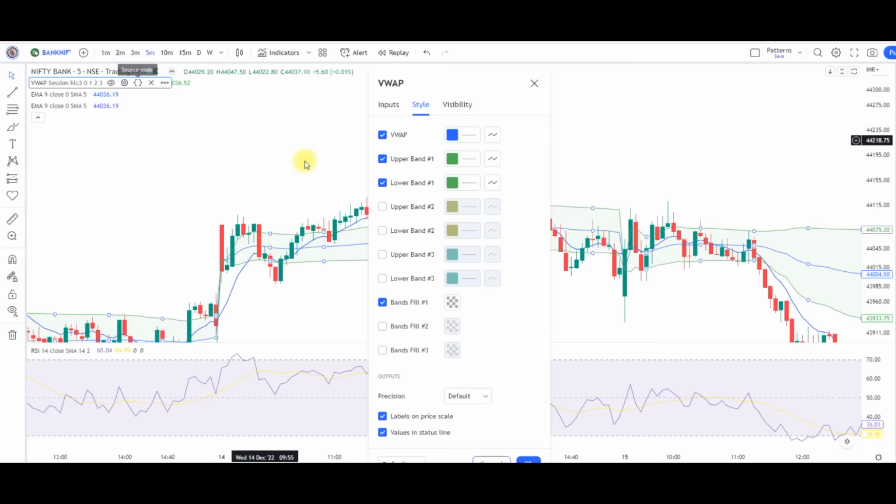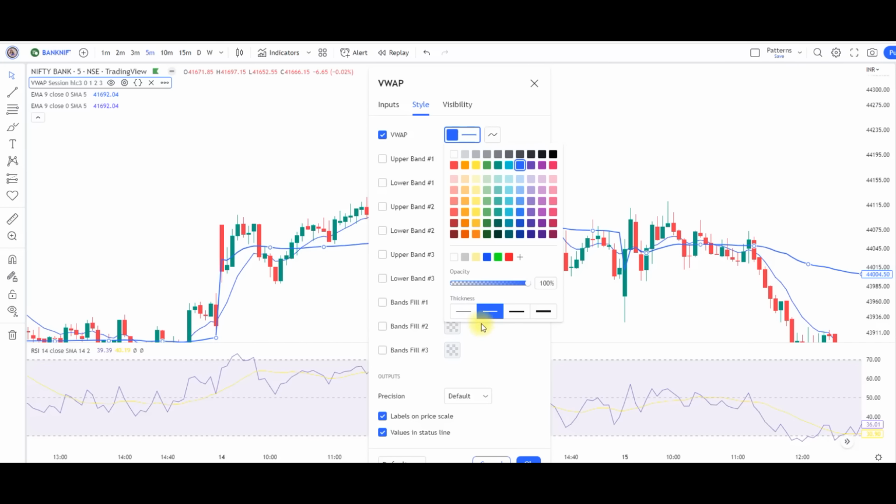First we will go to the VWAP, and we want only the VWAP, so I will uncheck all the other upper band, lower band, this and all we don't want, so I will uncheck all those. And VWAP I will make a little thick. Here we can see the thickness, we can change according to our wish. So I have made it a little thick. I am making this blue in color. Okay, so I'll click on OK.